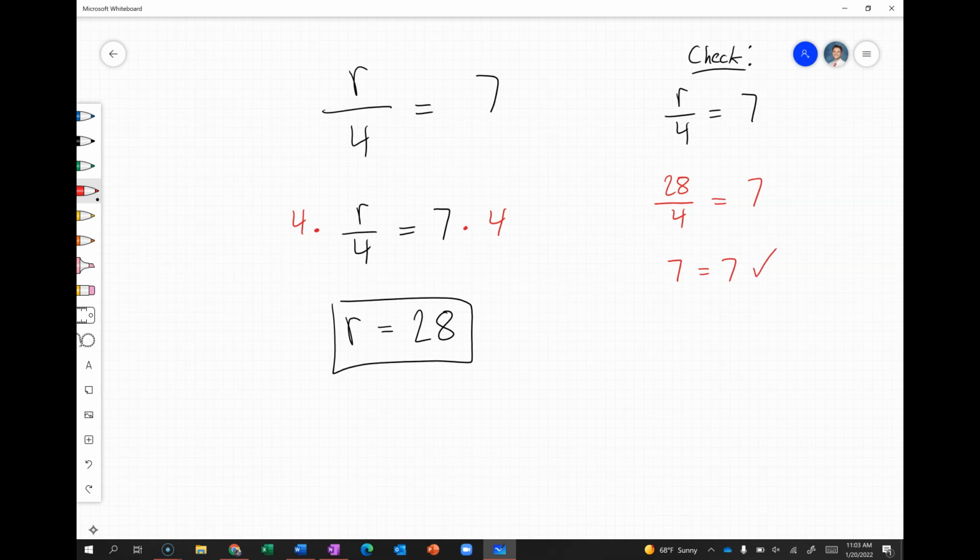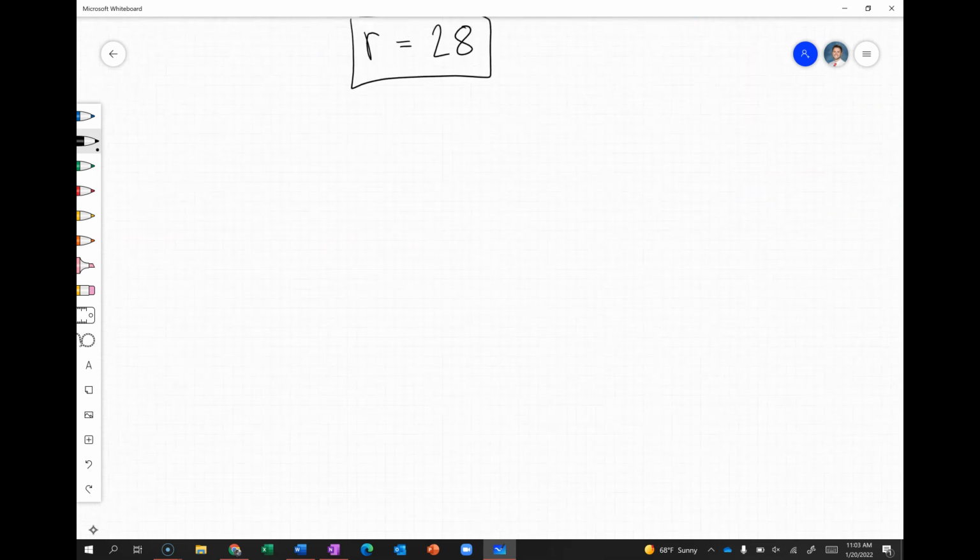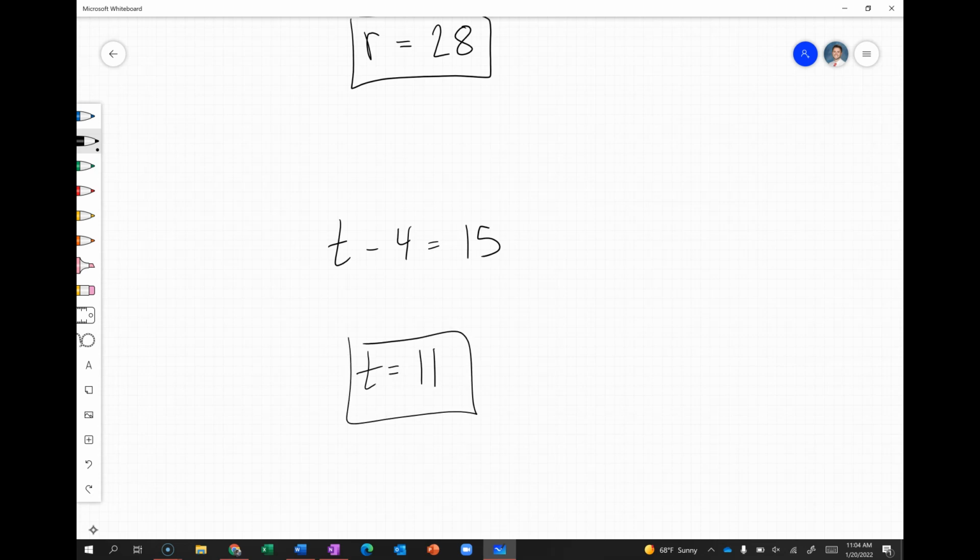Okay, so just a quick look at an example where we get the wrong solution, just so you can see why we check the way that we do. Let's do this equation: t minus 4 equals 15. Let's say you got as a solution t equals 11. If you were to check your solution, the reason we want to keep the left side and the right side separate, as I've been showing you, is so that we can catch these mistakes.